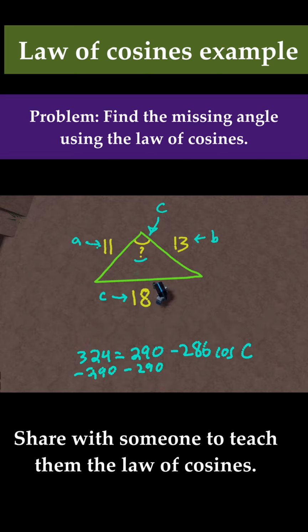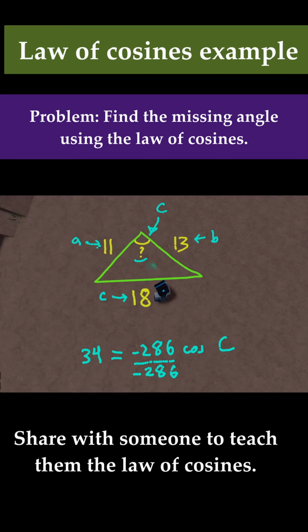And then if you do that, 324 minus 290 is just 34. And then now we'll just have the minus 286 cosine C here. And then now just divide by minus 286 on both sides, so we can isolate the cosine of C. So on this side, we'll just have cosine of C remaining. And then if you do 34 divided by negative 286, you're going to get negative 0.119.